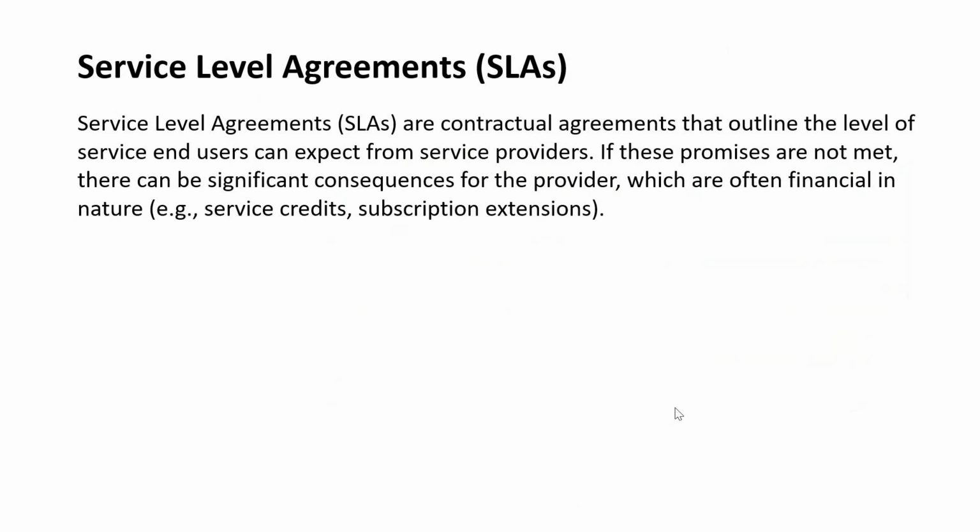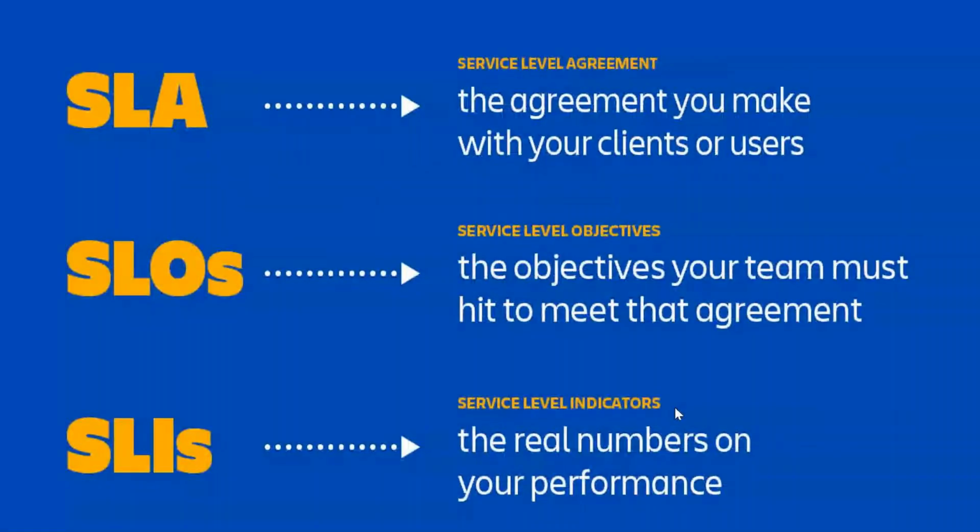So SLI is the real number on your performance, whereas SLA is the agreement, and SLO you set up for the SRE team to make sure that SLA is never breached. SLO should be below the SLA, and you should always compare SLI versus SLO to make sure the SLO is never breached. So SLO is the objective of the SRE team, and you must hit it to meet the SLA agreement. Are you understanding, all of you?